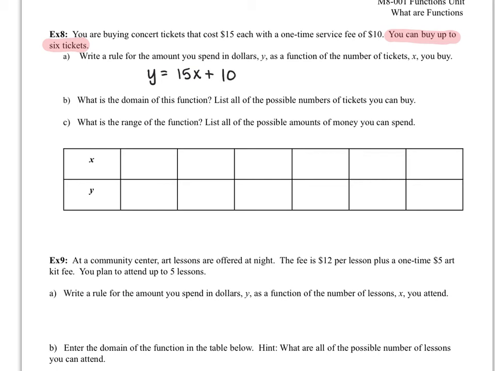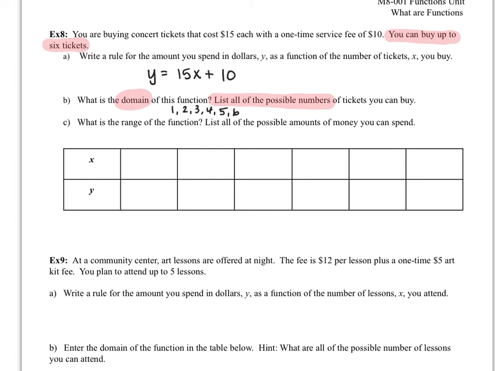So the domain of my function is all of the possible numbers of tickets that I can buy. And so the possible numbers of tickets that I could buy would be 1, 2, 3, 4, 5, 6. And the reason I have to stop is because it told me that I can buy up to 6 tickets.